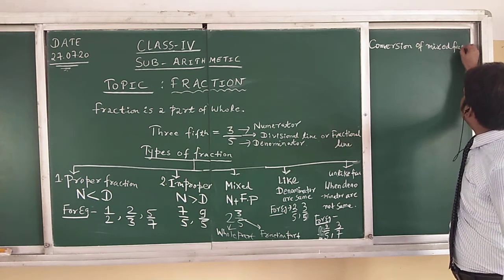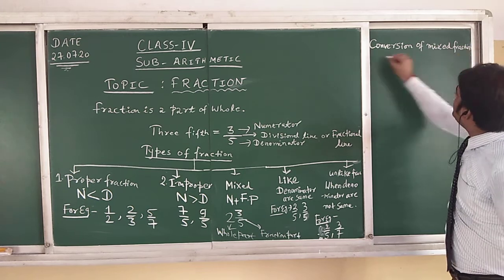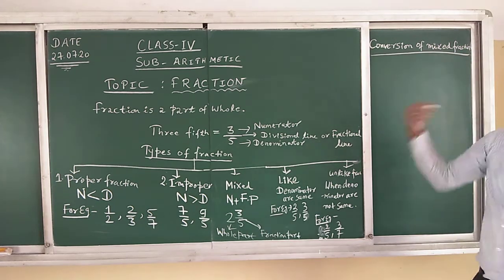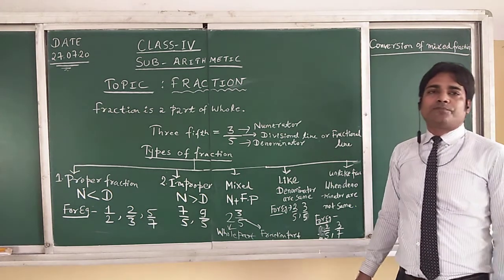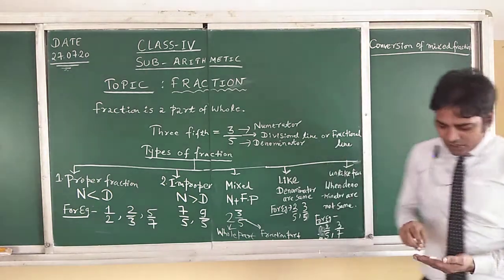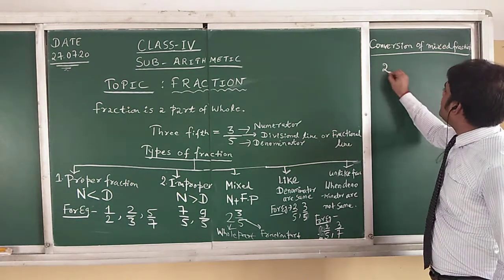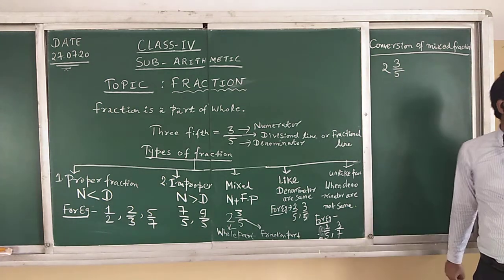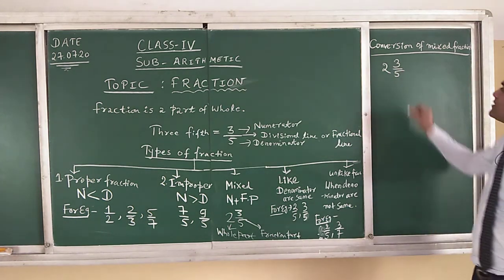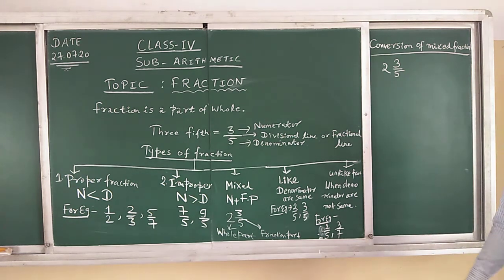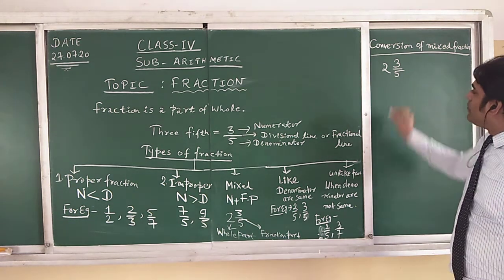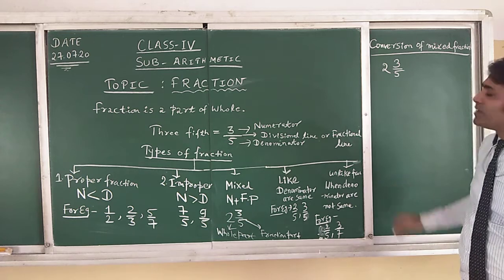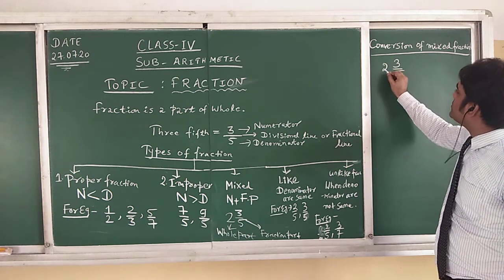Mixed fraction. How do we convert a mixed fraction into an improper or proper fraction? Suppose, for example, 2 whole 3 upon 5 is the mixed fraction. How do we convert this mixed fraction into an improper one? What is the rule for conversion? Now see, children, what I told you.